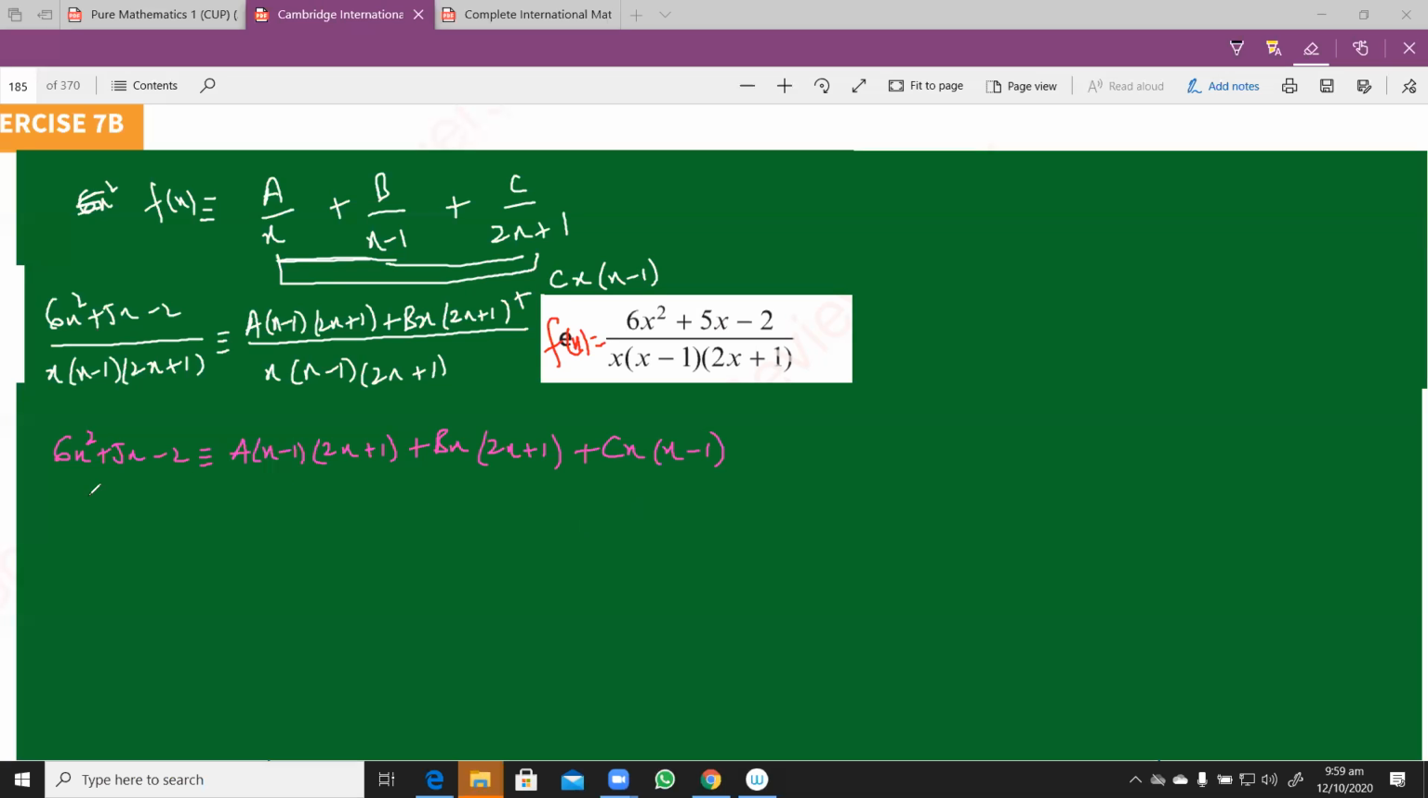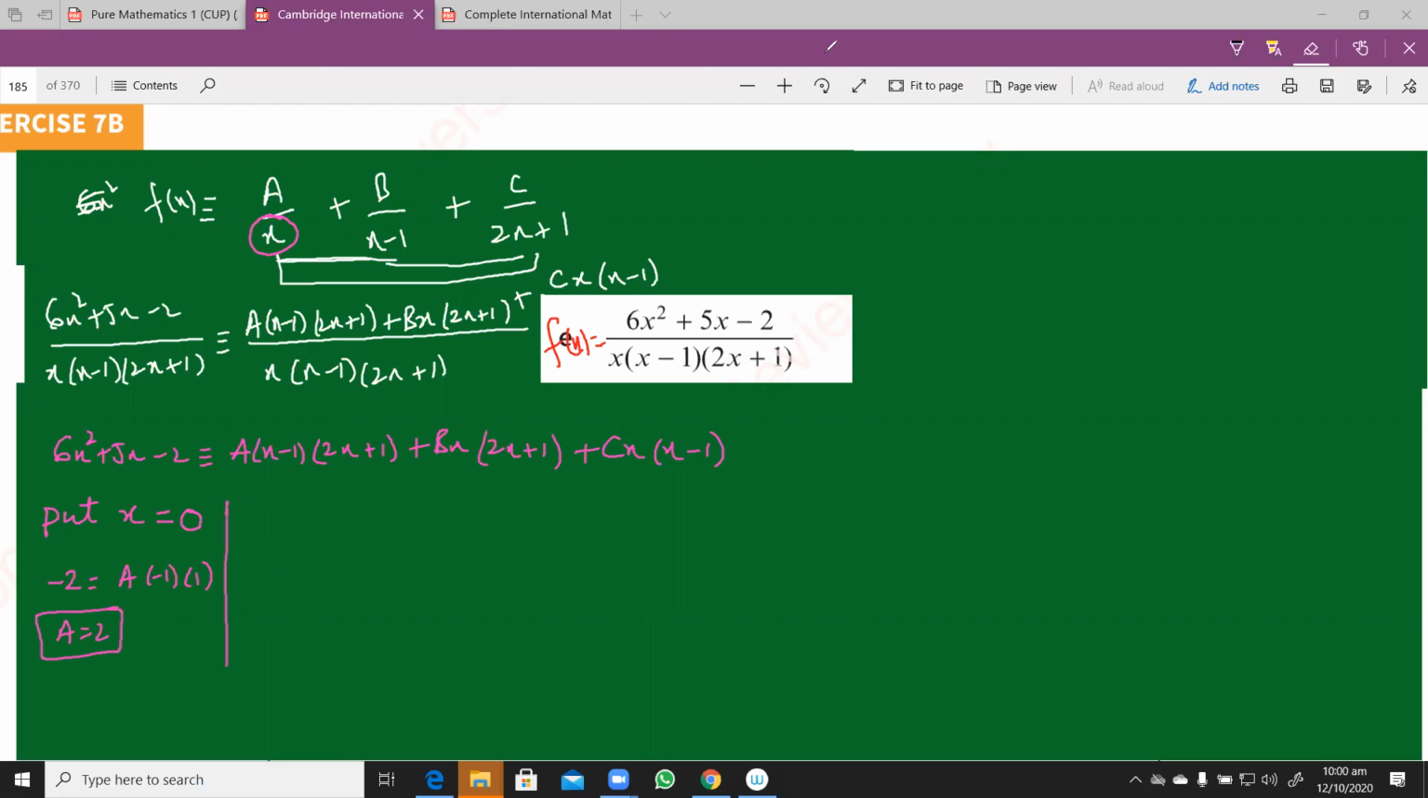So what will I put x equal to, first of all? You just look at this, you put this denominator 0. So I'll be putting x equal to 0. What will happen? This b will be eliminated, this c will be eliminated because they are in product with the x. So I have minus 2 on this side, and I had a into minus 1 into 1. So this is going to give me a equal to 2. That is the first target achieved.